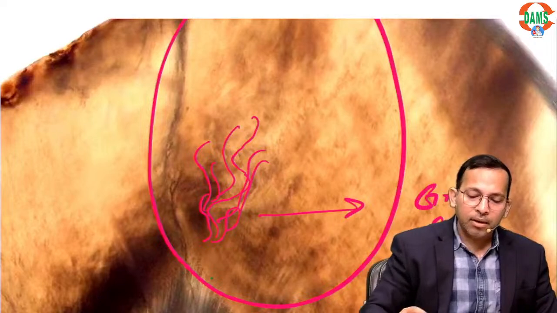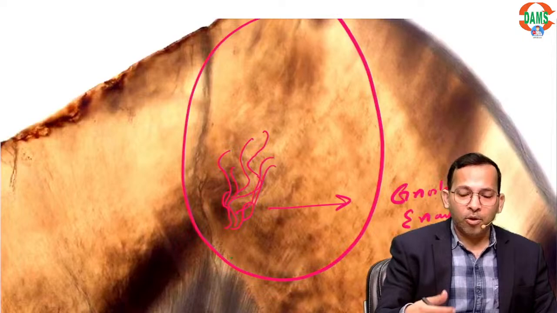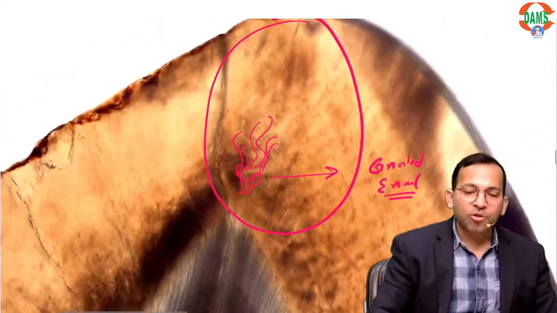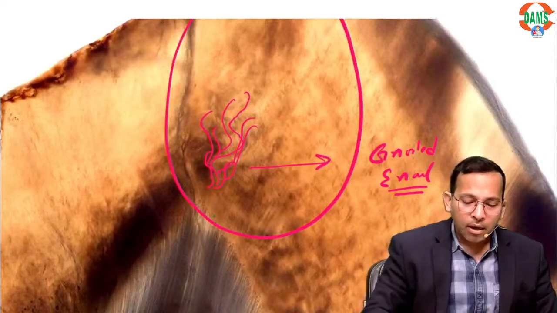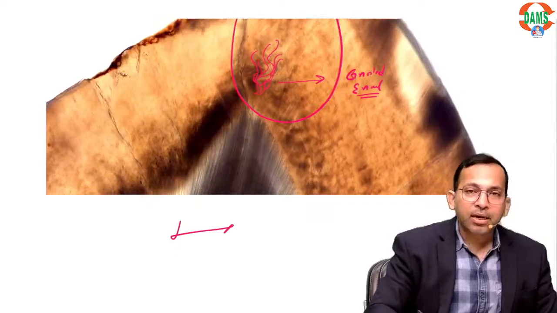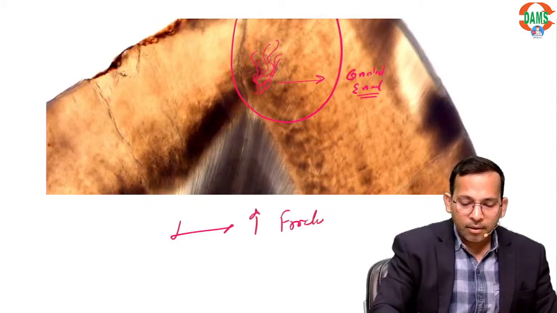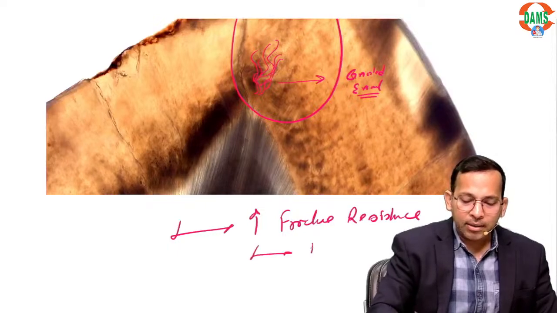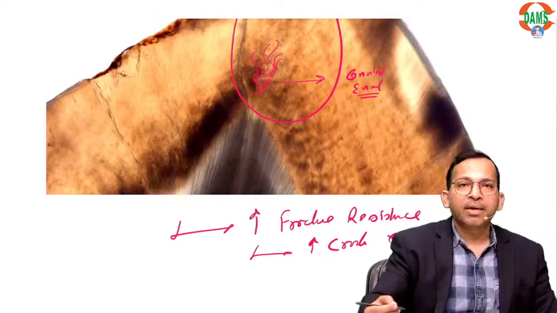Now can anyone of you tell me what is the significance of gnarled enamel? How does this gnarled enamel help? What it does is it increases fracture resistance, or crack resistance, right? So it imparts mechanical properties.